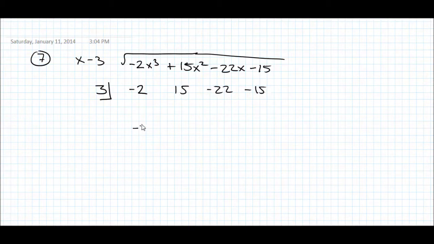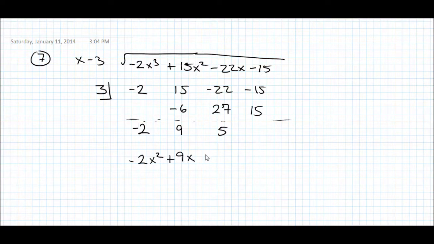We drop the first coefficient down. So 3 times negative 2 is negative 6. Sum those two, that'd be 9. 9 times 3 is 27. 27 minus 22 is positive 5. 3 times 5 is 15. So we have our new answer. It'd be negative 2x squared plus 9x plus 5.